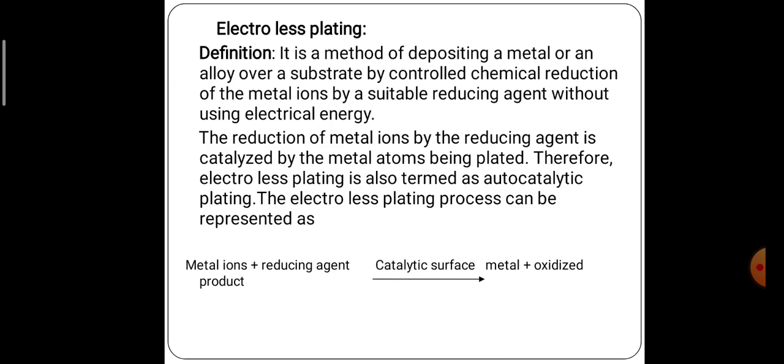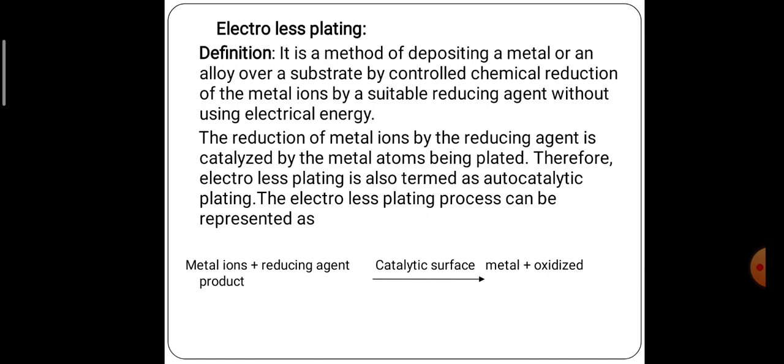Now we move on to the next concept, that is electroless plating. Electroless plating is also one of the metal finishing processes, and by using this process we can deposit metal on the surface of the base metal. But here we are not applying electricity. In electroless plating, the deposition of metal on the surface of the base metal or substrate metal takes place without passing electricity. By using a suitable reducing agent, we deposit that metal on the surface of the base metal, and that is called electroless plating.